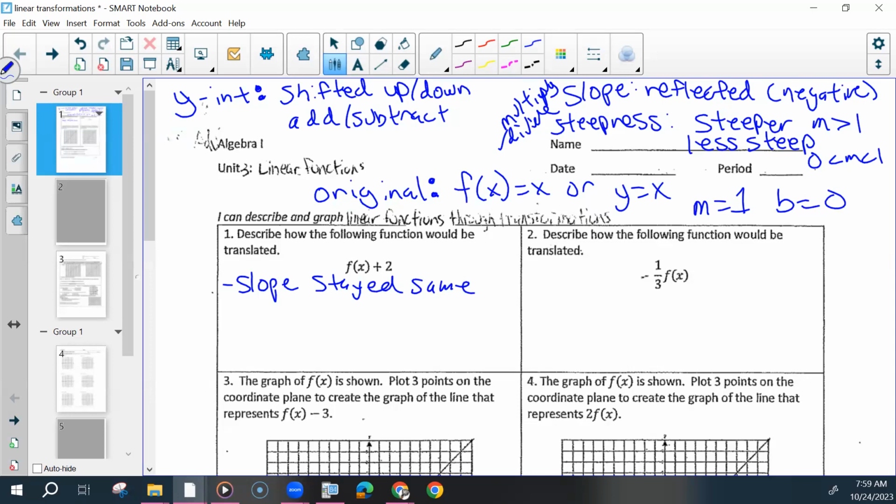And then we also have to say, what did the y-intercept do? So we're going to use the word shifted. If it's adding 2, did it shift up or down? Up. So we would say the y-intercept shifted up 2. So you have to put all of those. Which one is it that you're talking about, the y-intercept or the slope? What did it do? It shifted. What direction, up or down, and then by how many? 2. Questions on that before we move on to number 2?